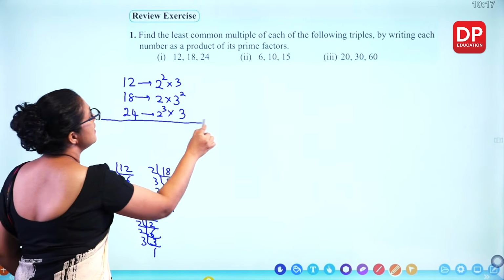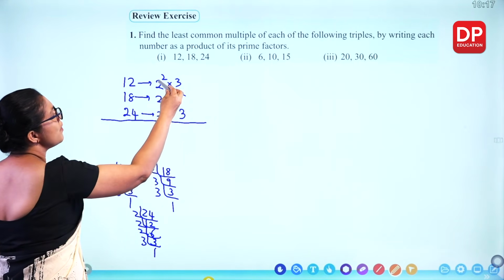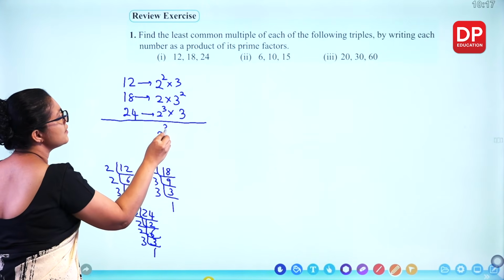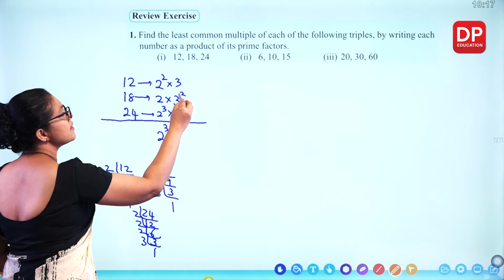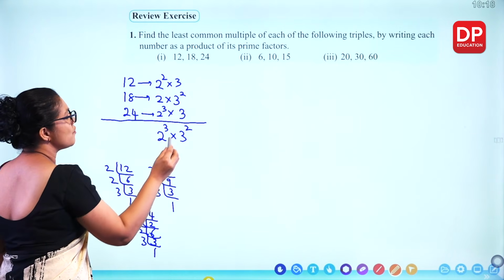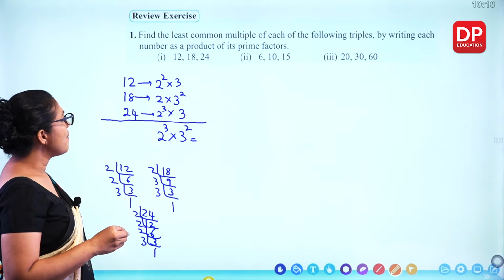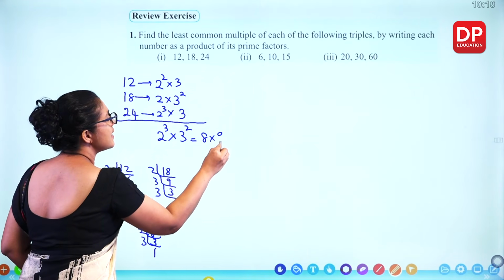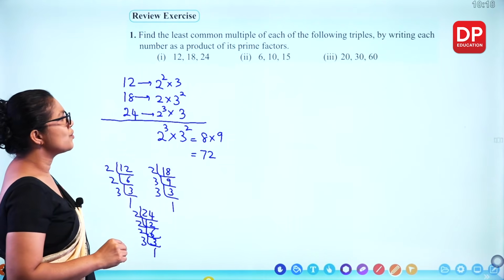Now to get the least common multiple, you take the highest power. So when you look at the power of 2, the highest power is 2 to the power 3. What's the highest power of 3? You get 3 squared. So what's the answer for the least common multiple of these three numbers? 2 to the power 3 is 8. 3 squared is 9. 8 times 9, you get 72.